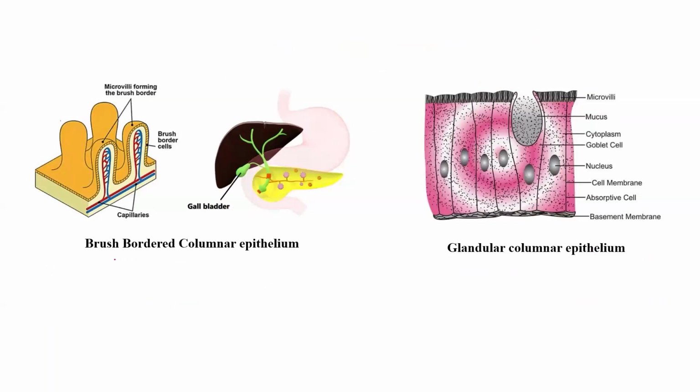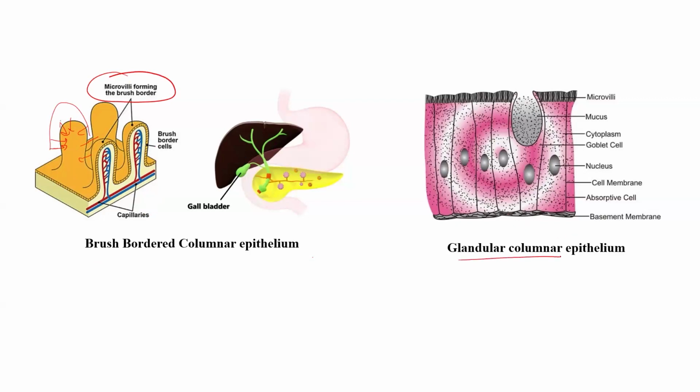So it can be brush bordered columnar epithelium, for example, microvilli that form the brush border, as I mentioned, that are present in the intestine and increase the surface area for the absorption. So the food can get absorbed from all the sides. Therefore, efficient absorption of the food happens.